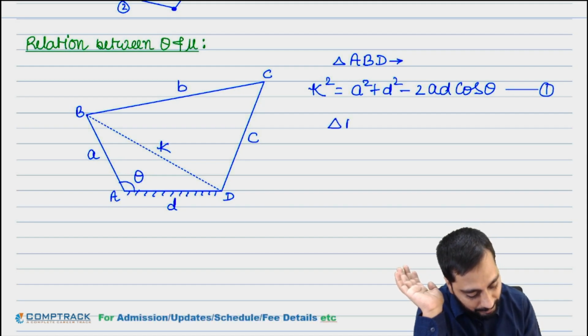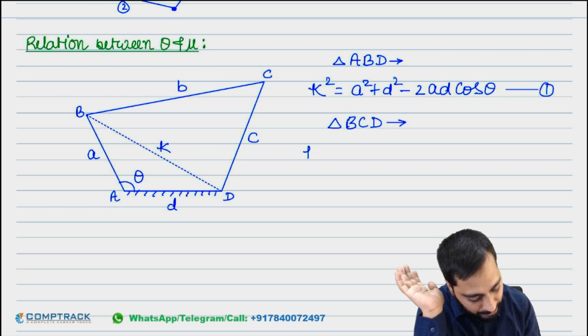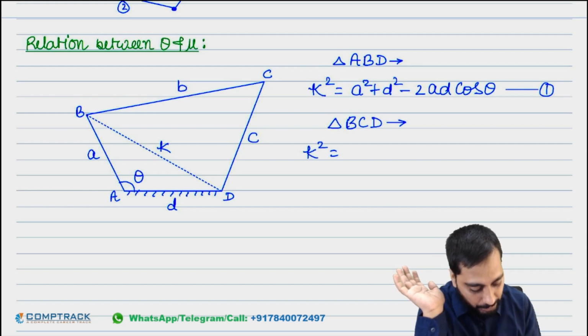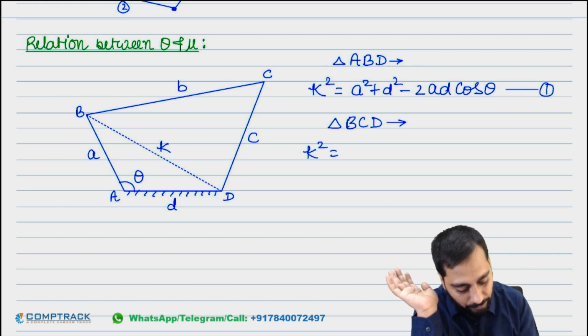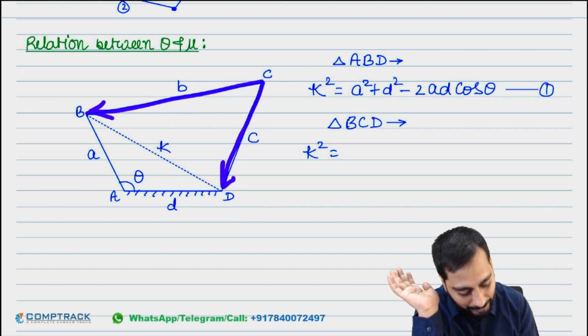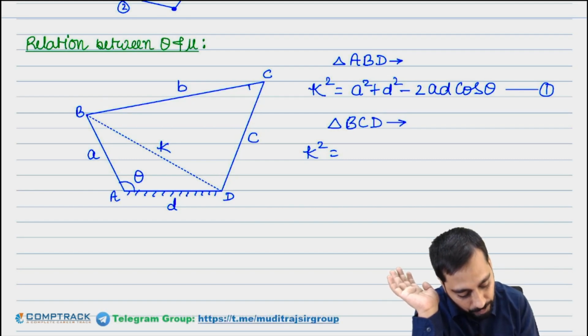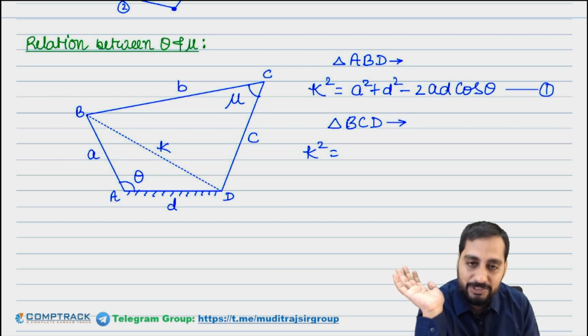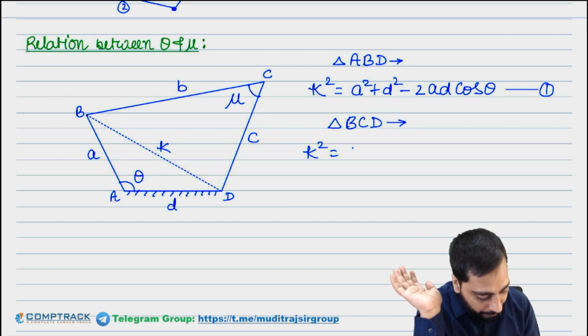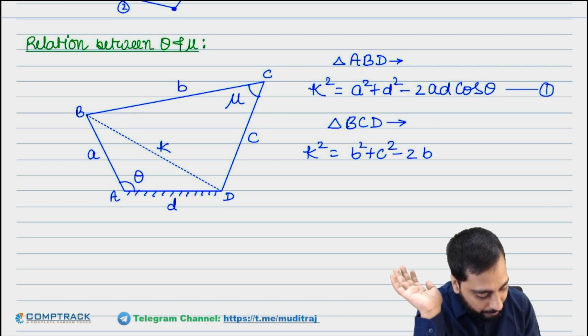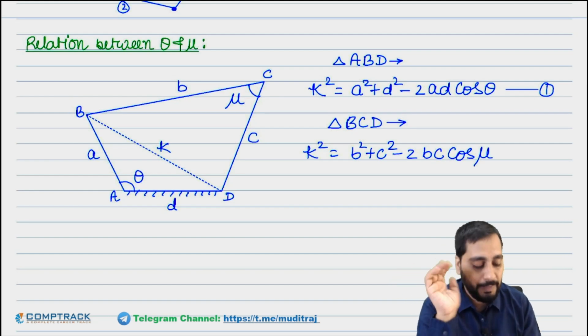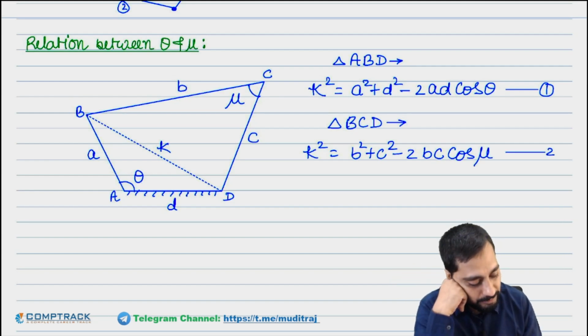Then consider triangle BCD. In triangle BCD again K is common, so K will be equal to, let's say this is one force, this is the second force, and the angle between them is mu. So K square will be equal to B square plus C square minus 2BC cos mu. It will be formed, right? So simply two equations are there.